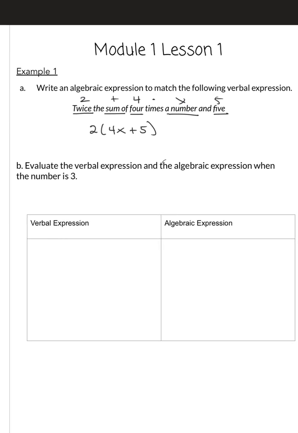So yesterday in example 1, the only thing that we did was we went from the verbal to the algebraic translation. So we have twice the sum of 4 times a number and 5, that translates algebraically into 2 times the expression 4x plus 5. Now we're going to look at evaluating the expression. So for part B, it says evaluate the verbal expression and the algebraic expression when the number is 3.